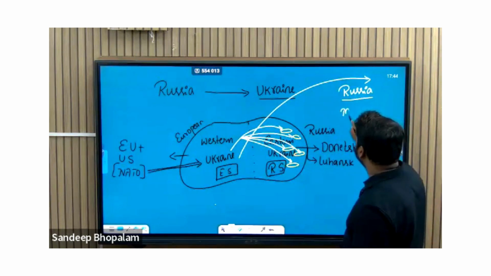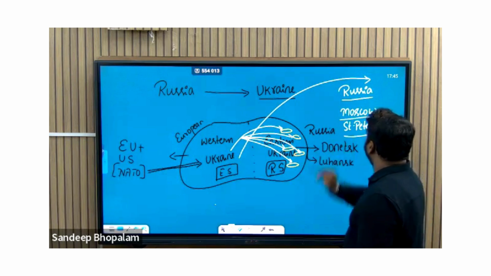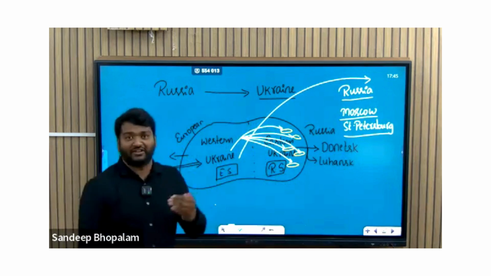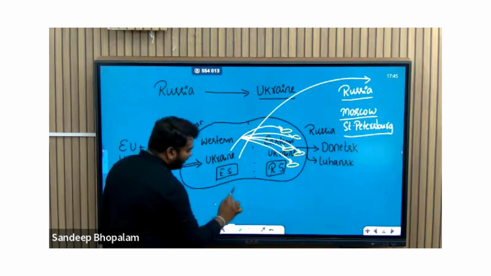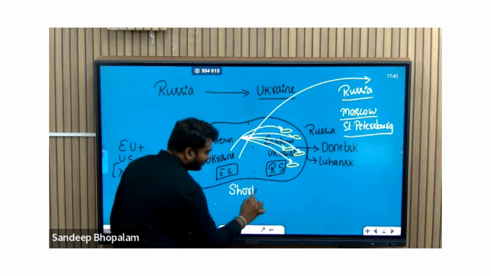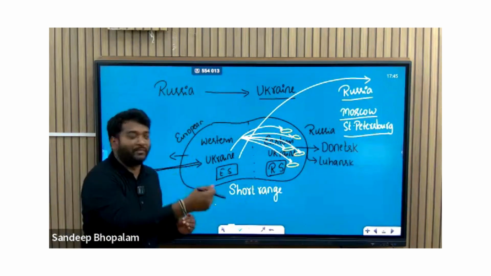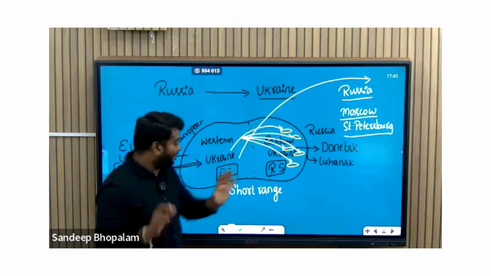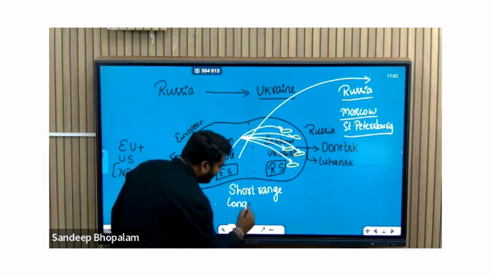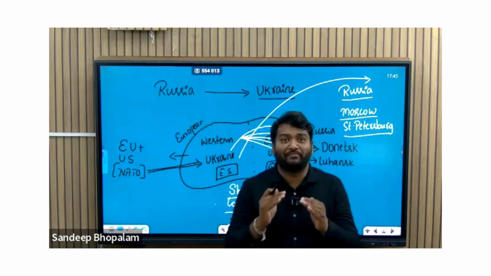You have some important places like Moscow, St. Petersburg. These places they want to attack. Now, what is the difference? You see, if I want to attack within this region, then I need to have short range equipments. If I have short range equipments within this region, I can hit. But if I want to hit Russia, then I need long range equipments.